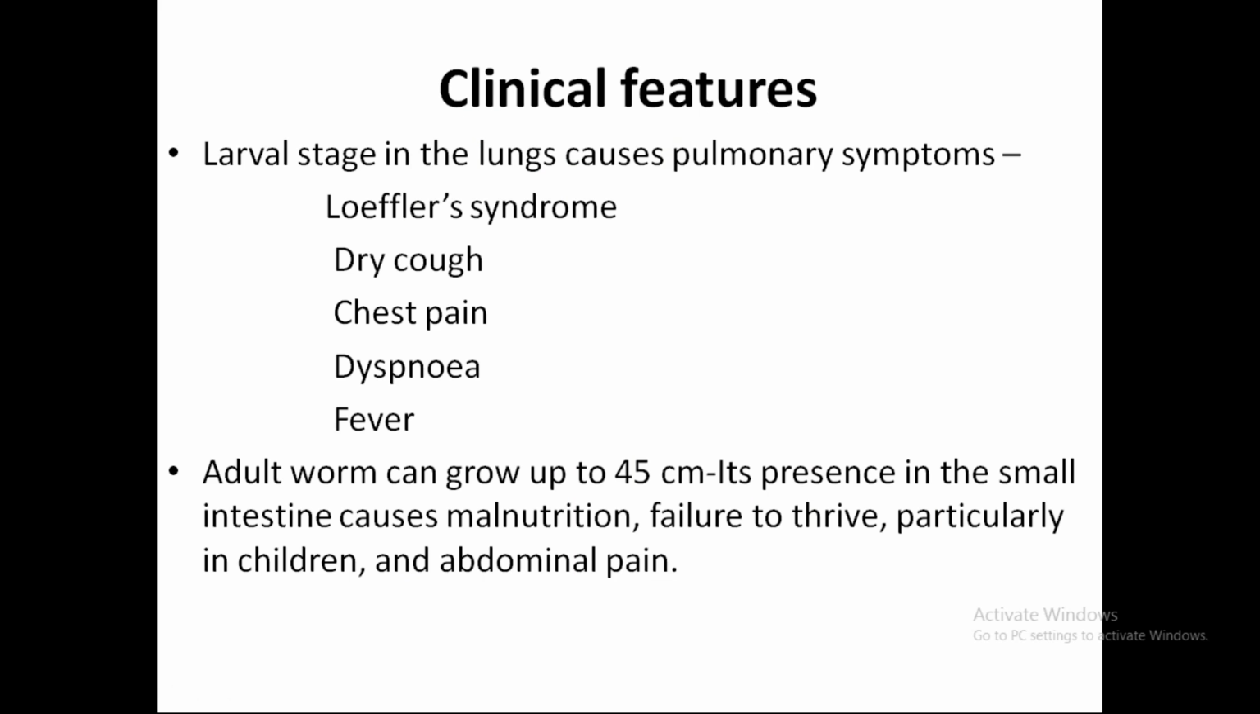Coming to clinical features, the larval stage in the lungs causes pulmonary symptoms, Loeffler syndrome: dry cough, chest pain, dyspnea, fever. The adult worm can grow up to 45 centimeters. Its presence in the small intestine causes malnutrition, failure to thrive, particularly in children, and abdominal pain.